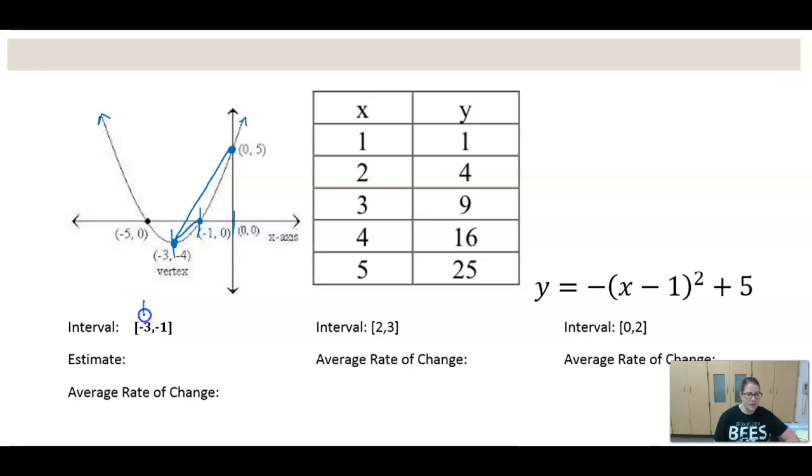This is asking me to find the rate of change on the interval between -3 and -1. And remember, this is x values, right? So from x equals -3 to x equals -1, which on my graph, let me hurry and just erase all my mess here.